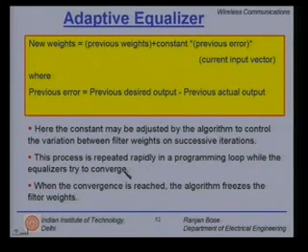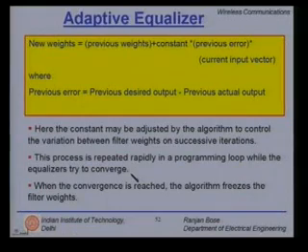Now, please note how soon it converges, because only then can I have a good estimate of what was sent. If it takes too long to converge, then I may not be able to use it in real time. This is one of the factors which will help in deciding which kind of equalizer to pick up. So, rate of convergence. When the convergence is reached, the algorithm freezes the filter weights.